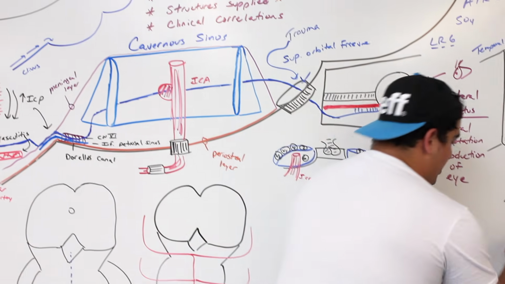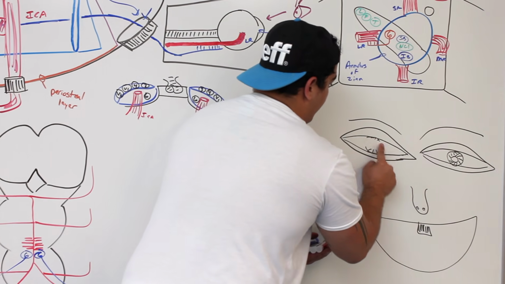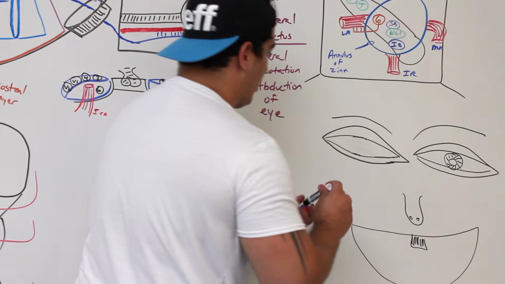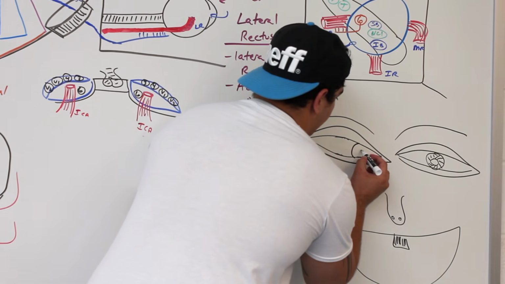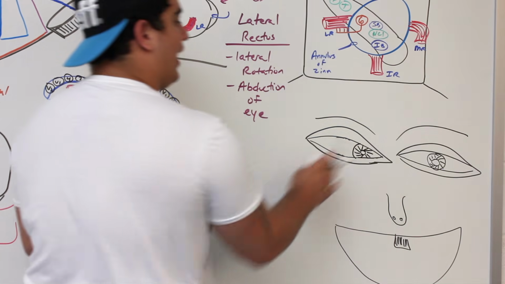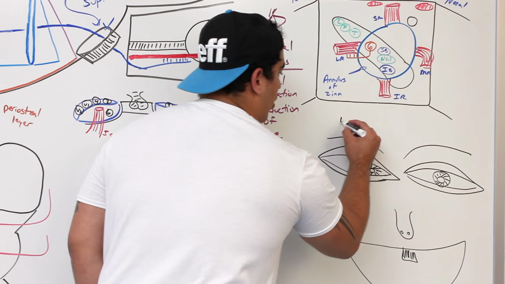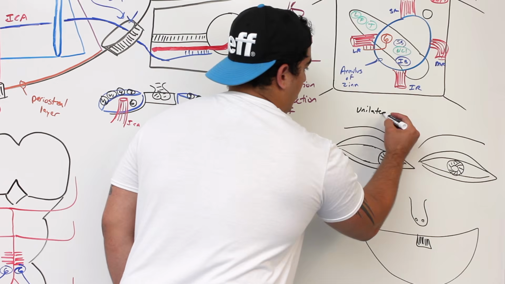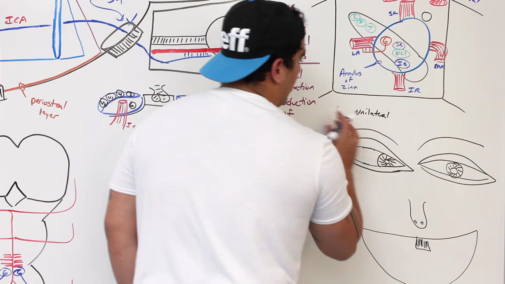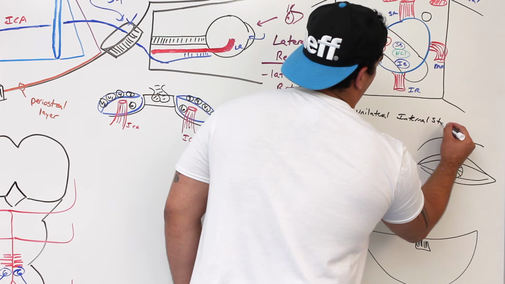One of the eyes. So what's going to happen now? Let's say that the right abducens nerve is damaged. If the right abducens nerve is damaged, now this eye is going to be like this. Okay? So it's going to be inward now. And you know what they call this when the eye is inwards? This is called unilateral, so this would be the right side, or unilateral internal strabismus.